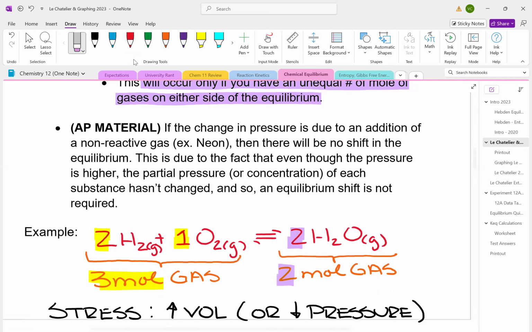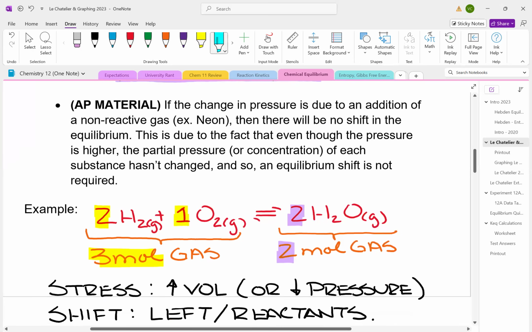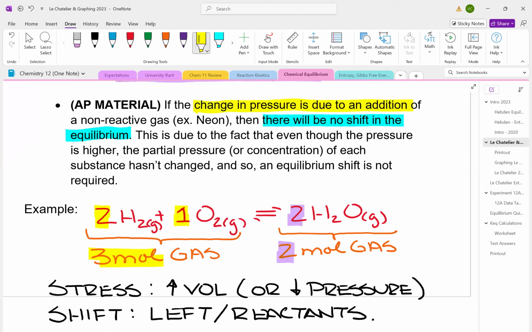So in this particular case, if the change in pressure is due to an addition of a non-reactive gas, there will be no shift in the equilibrium. Okay, so if the change in pressure is due to an addition of a non-reactive gas, then there will be no shift in the equilibrium. This is due to the fact that even though the pressure is higher, the partial pressure or concentration of each substance has not changed, so an equilibrium shift is not required.